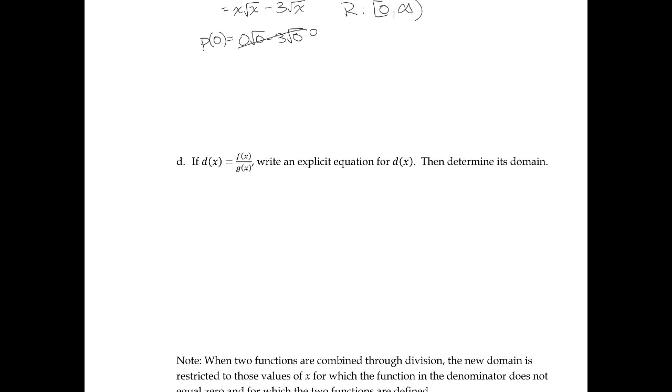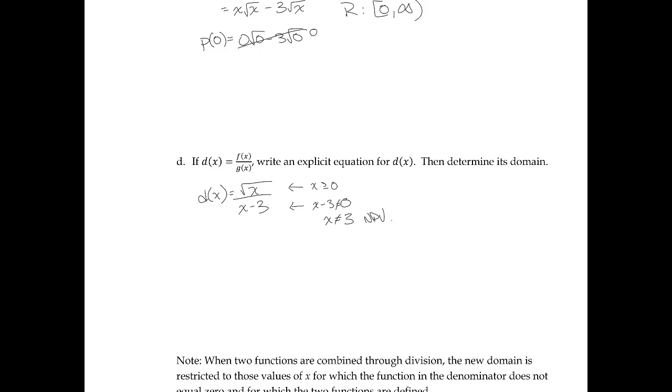Now, our last example for this one would be d of x, when we're dividing. So d of x is the square root of x divided by x minus 3. Here, we already know that there's a restriction that x has to be greater than or equal to 0. But here, we also know that x minus 3 cannot be 0. So x cannot be positive 3.